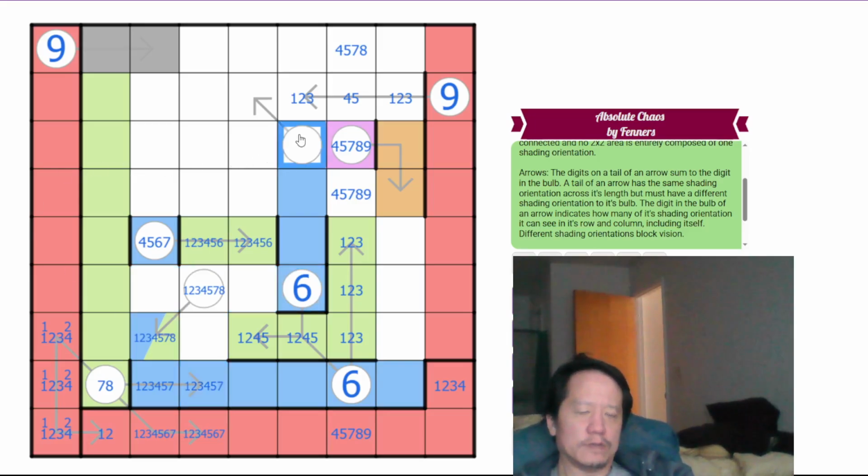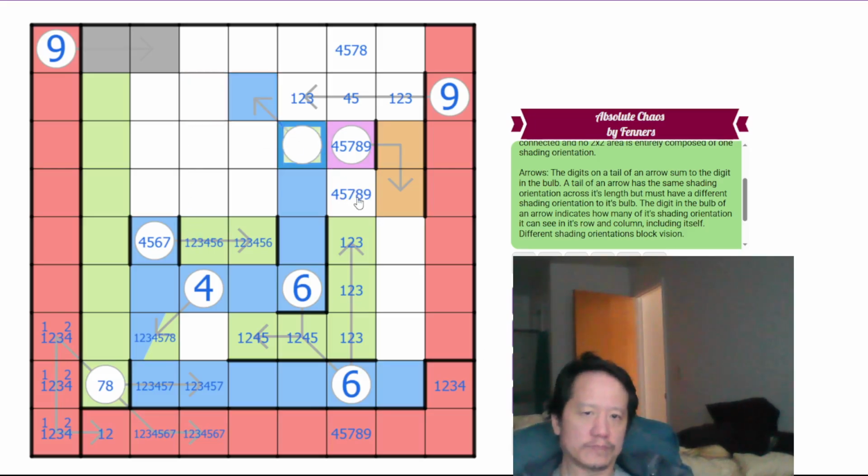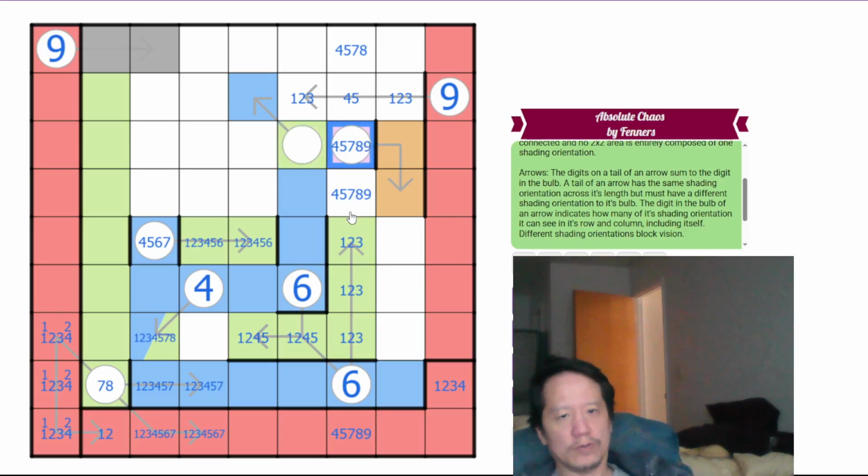Okay, so hmm. If you had blue here, this would have to be 4, right? And then say we had this be green. This would then be blue. If this is, well, it could be blue. If this were blue, okay.